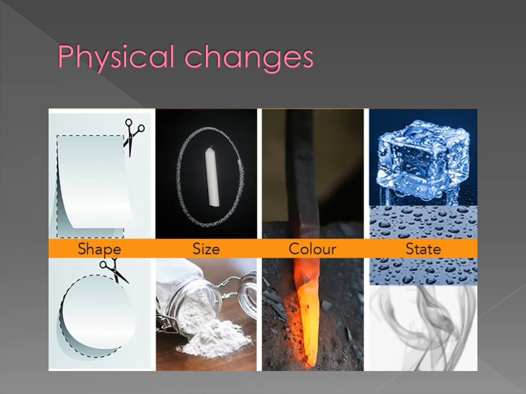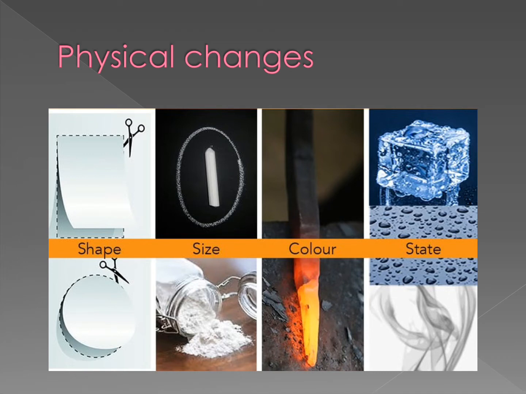The second one is the color. The iron has been heated and the color of the iron has changed. It became a reddish or orangish color. That is a physical change. The size. There, the first picture is chalk. They crushed it until it became a powder, but no new substance has formed. It is still chalk, but the size has changed.